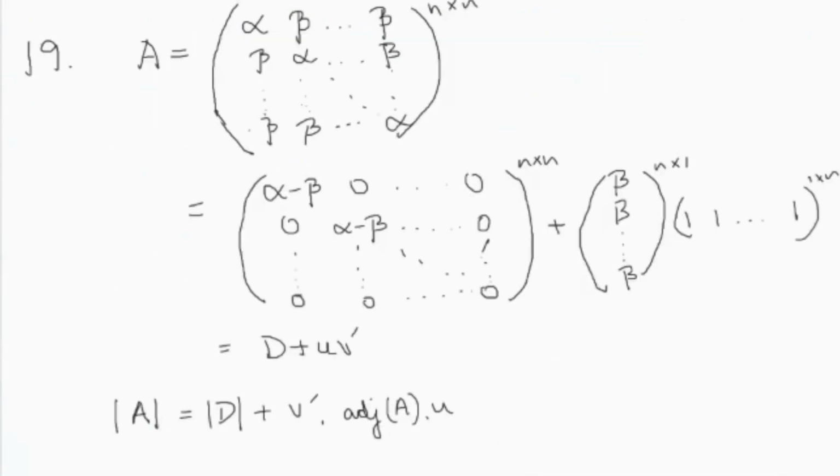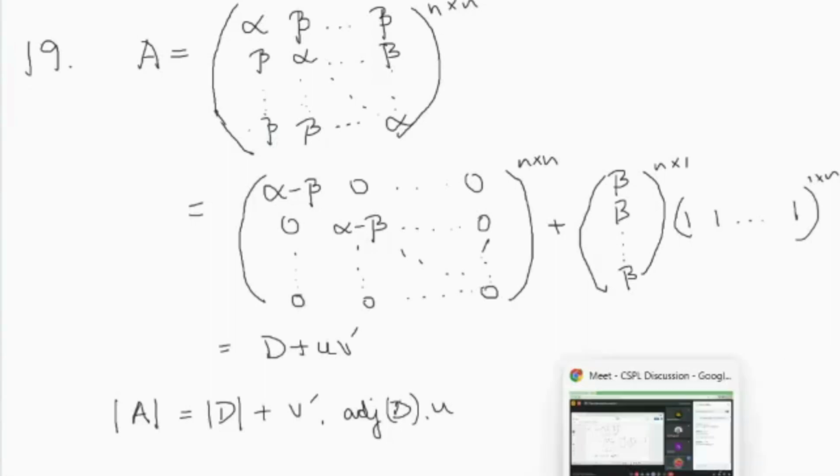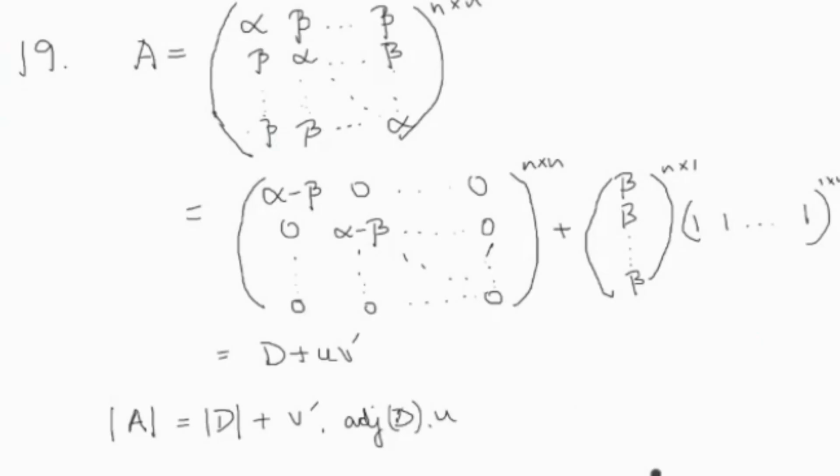Oh, sorry, this will actually be adjoint of D. Yeah. So you can obtain determinant A in this form. This is a result. Or you can do it in the usual way. You can add up all the row elements in each row and take alpha plus n minus 1 beta common out, and you will basically have 1 in the first column, and then you can cancel out and obtain the determinant, the way we usually do. We usually obtain determinants without expressing them in a particular form. Okay.